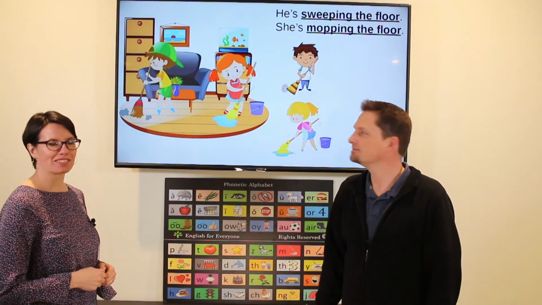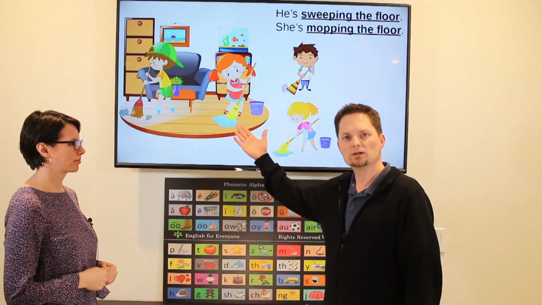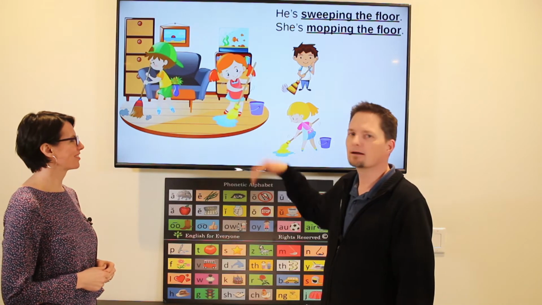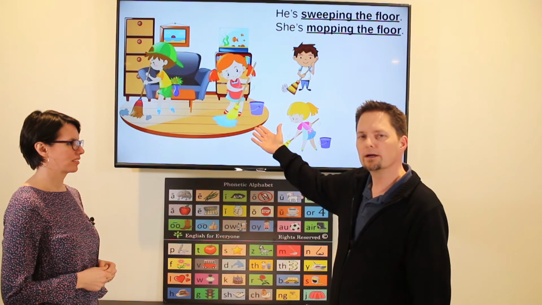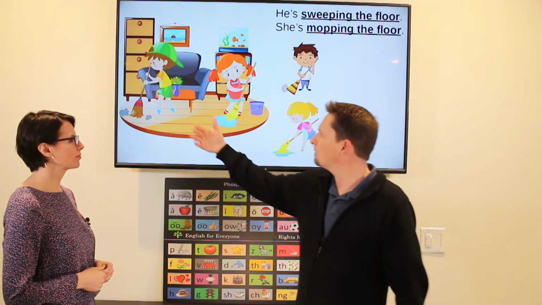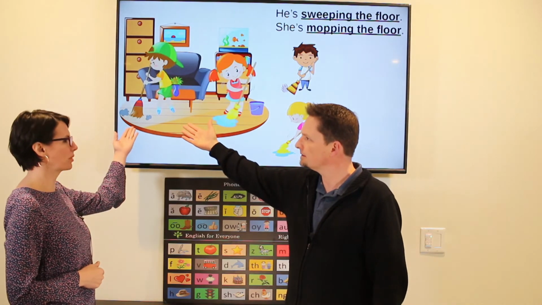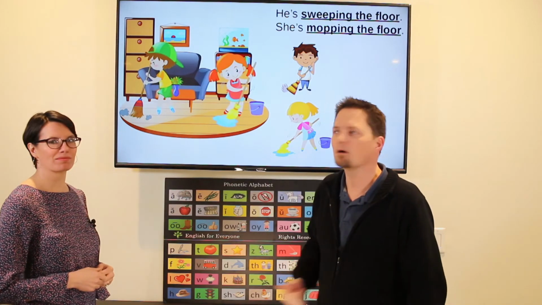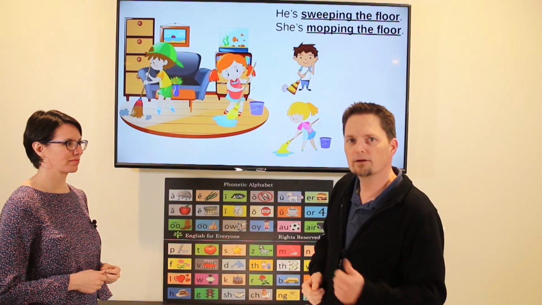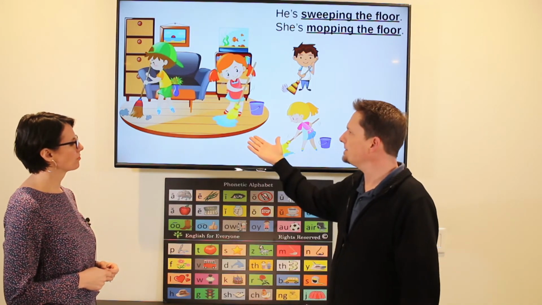Let's practice. What is she doing? She is mopping the floor. Very good. Question. What is she doing? Respond. Very good. What is he doing? He's sweeping the floor. Very good. Question. What is he doing? Respond. Very good.